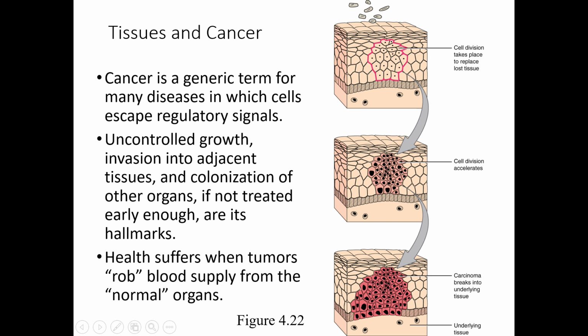Okay, the last slide, tissues and cancer. Cancer is a generic term for many diseases, but in each of them, cells escape regulatory signals. What does it mean? Usually our cells are regulated and they receive signals when it's time for them to divide or when it's time for them just to stay put and do their work. If those are muscle cells, they contract. If those are gland cells, they produce hormones for us, so they are doing their work.